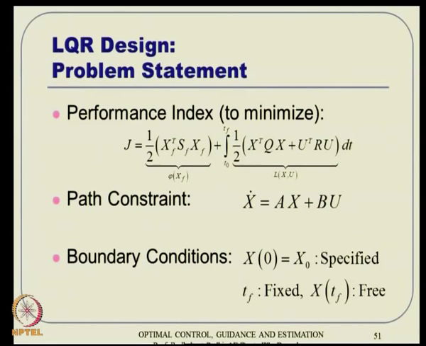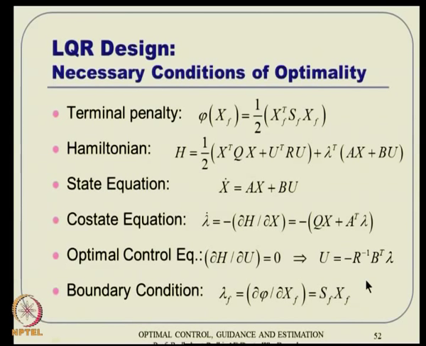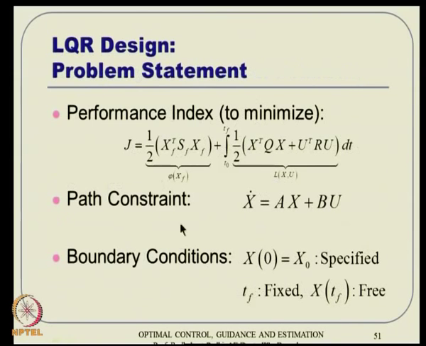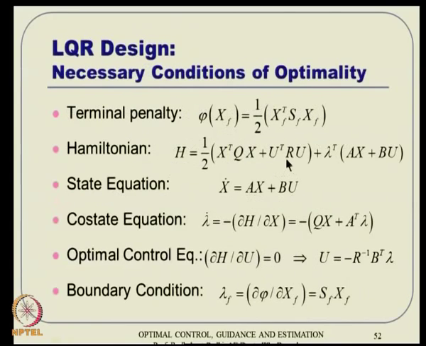So, the performance index was selected to be quadratic. There was a terminal penalty and a path penalty, all of which are quadratic. Path constraints need to be linear, and boundary conditions are something like this actually. Once you analyze these necessary conditions, we observe that phi of xf is this one, then L of x, u is this one.